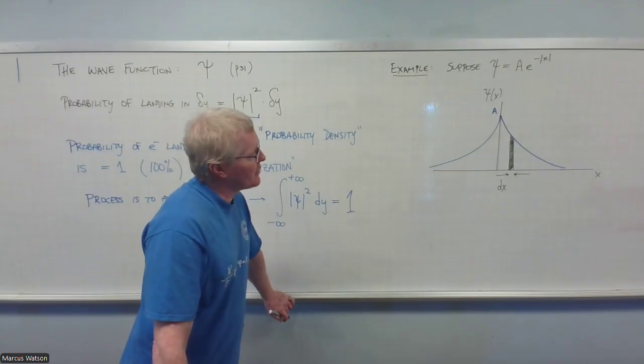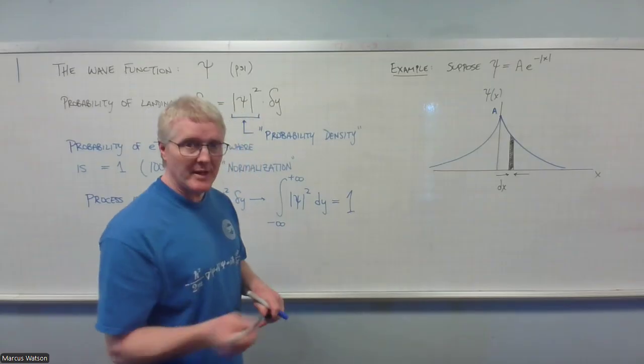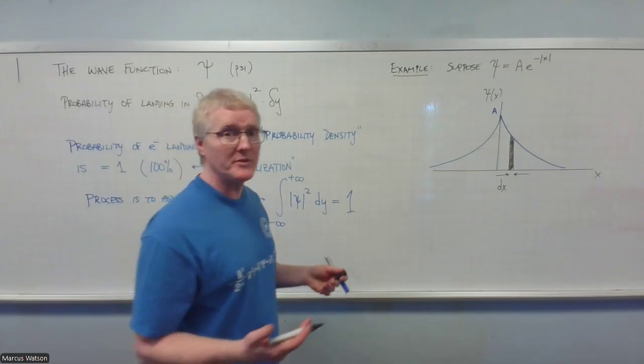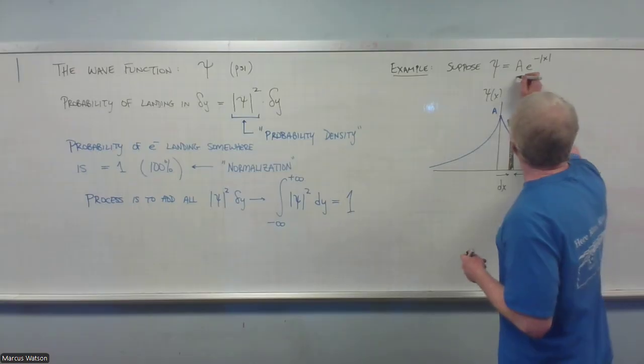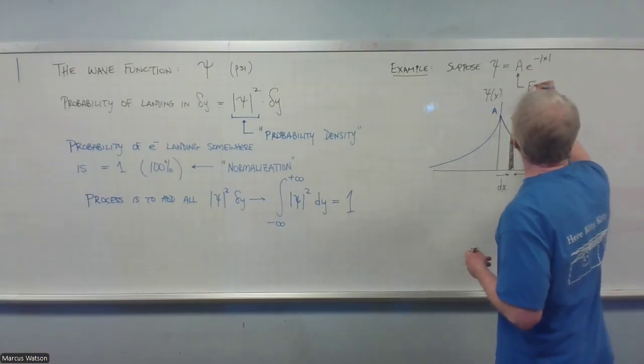So the probability is found by doing that. What you would do then to find the normalization, what does normalization do? It finds you your constant A. This here is found by normalizing.